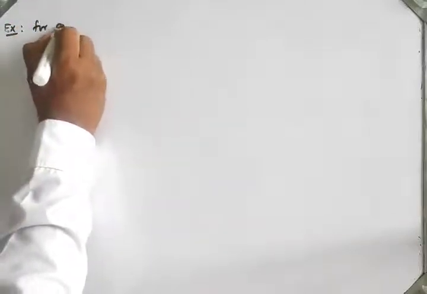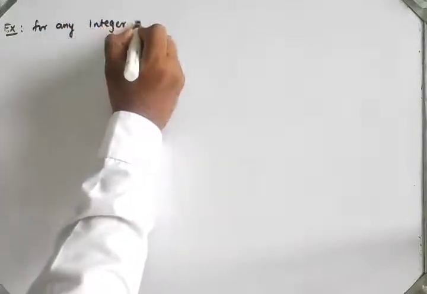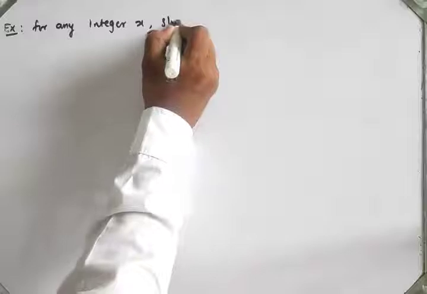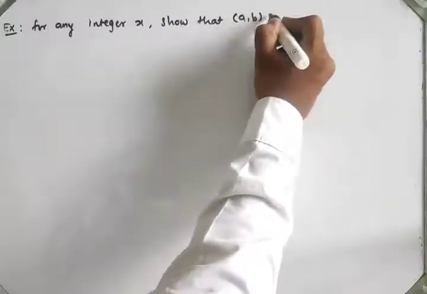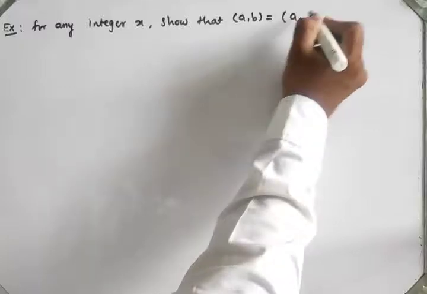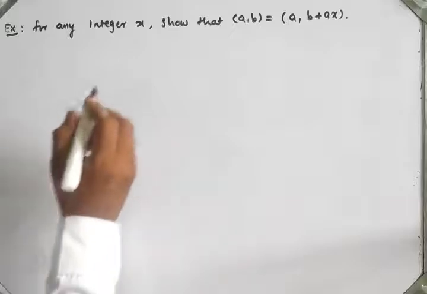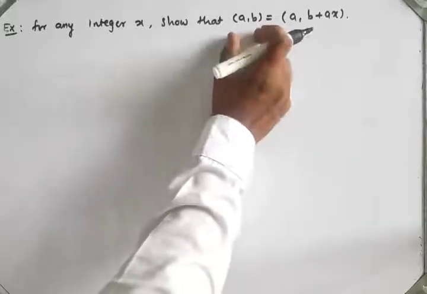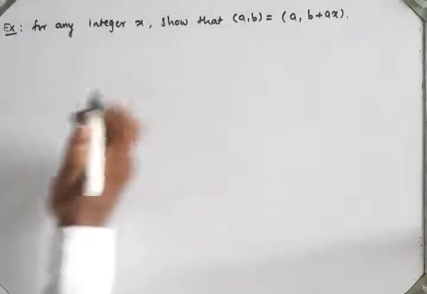For any integer x, show that GCD of a and b is the same as GCD of a and b plus ax. So we will prove this. GCD of a, b is the same as GCD of a and b plus ax.